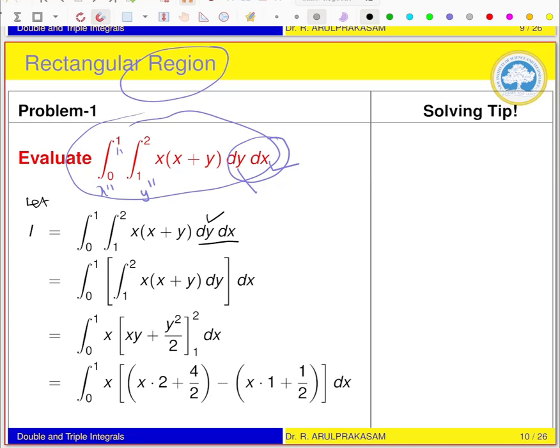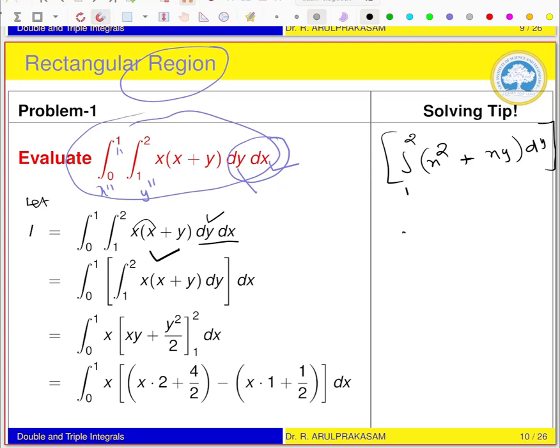So first I am taking the inner integral from 1 to 2, which is x times (x square plus xy). I am integrating with respect to y first, and then the rest of the integral. So I am taking only this part here, integrating with respect to y.